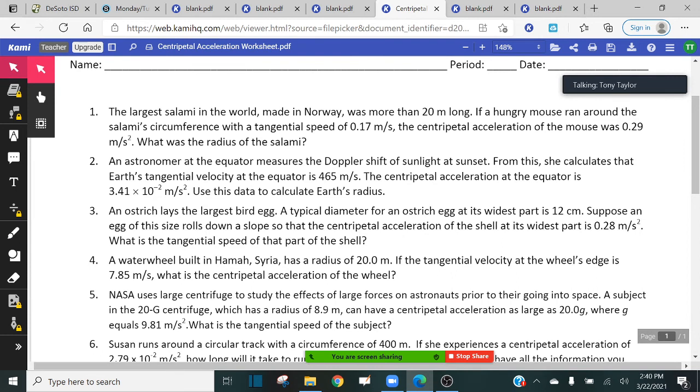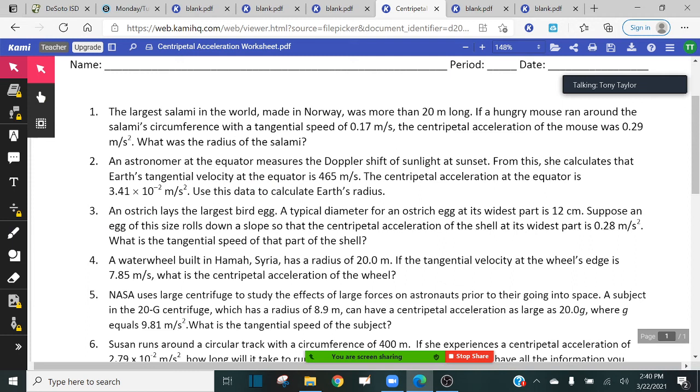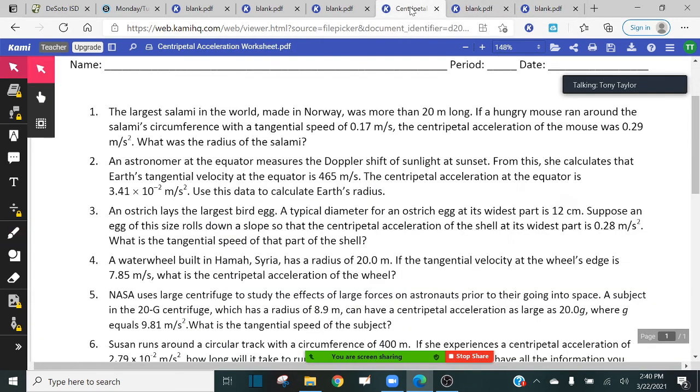So guys, our tangential speed of the hungry mouse was 0.17 meters per second. Remember, tangential speed mathematically is the same thing as tangential velocity. So I'm going to plug in 0.17 meters per second for the tangential velocity, and I'm going to square that. And then all of that gets divided by the centripetal acceleration.